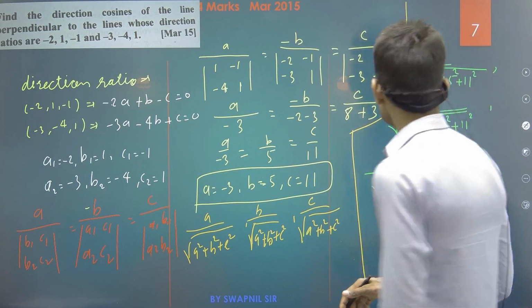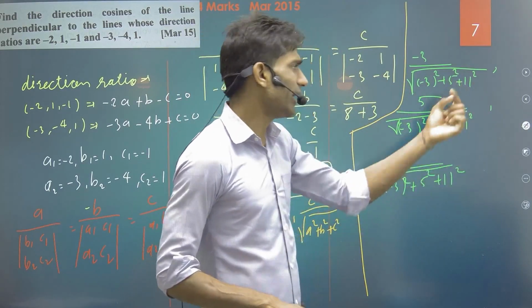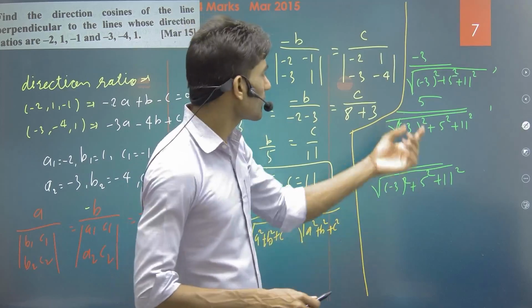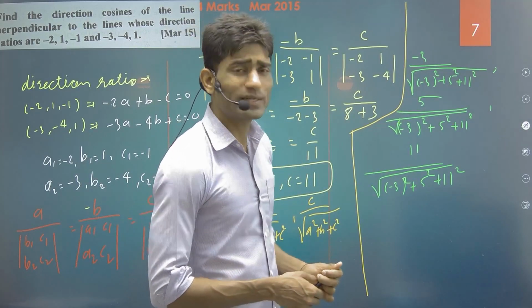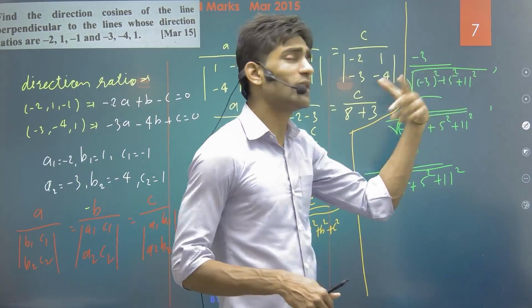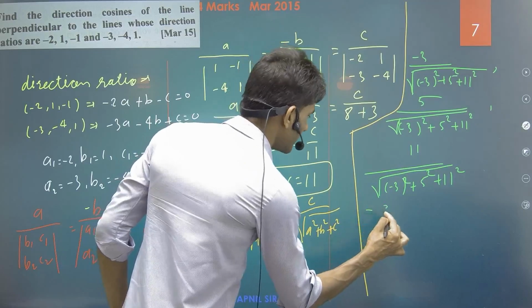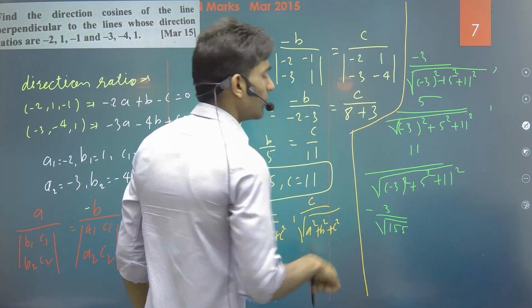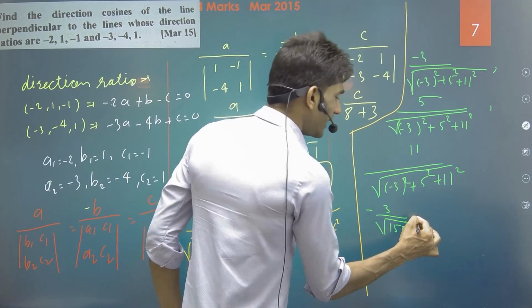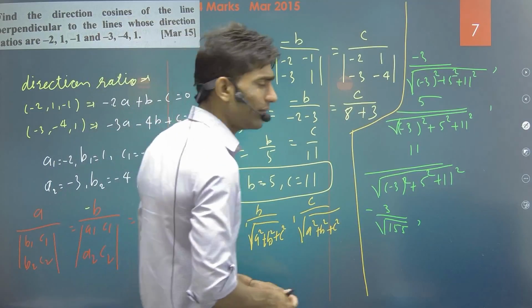Here we can see -3 upon the square root of -3 square, 5 square, 11 square. 11 square gives us 121, 3 square gives us 9, so 121 plus 9 is 130, and 130 plus 5 square, which is 25, gives 155. So we get the first direction cosine as -3 upon the square root of 155. For the second direction cosine, as we have the same denominator everywhere, the square root of 155 will remain the same.